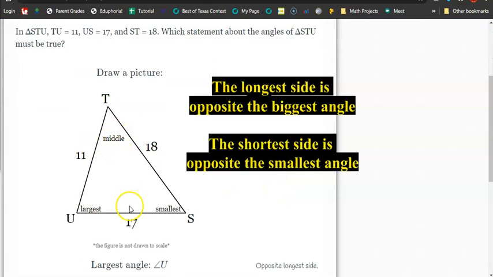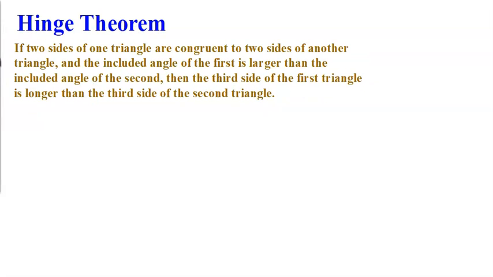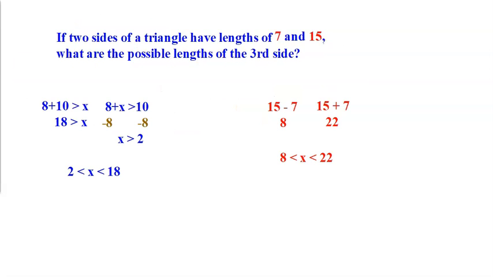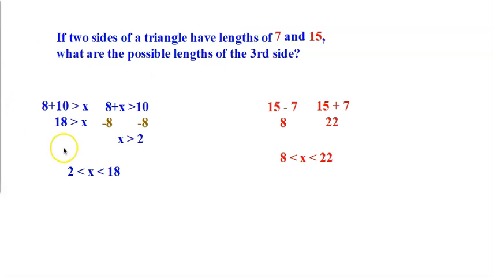So, remember, the biggest side is opposite the largest angle. The smallest side is opposite the smallest angle. All right. So, hinge theorem, again, the bigger the side, the bigger that angle. And for this to work between two different triangles, those other two sides have to be congruent to each other. And triangle inequality, any side must be shorter than the sum of the other two sides.